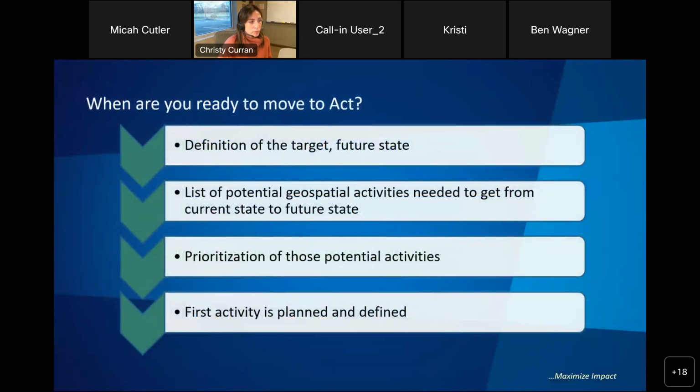So when are you ready to move to act? We have our plan in place, or we think we do. How do we know we're ready to move to the next state? So again, here's our checklist. We have our definition of our target future state. We have our list of potential geospatial activities needed to get from the current state to the future state. We've prioritized those activities, and our first activity is planned, defined, and ready to go. So we have the scope of it, and it's ready to be acted upon.